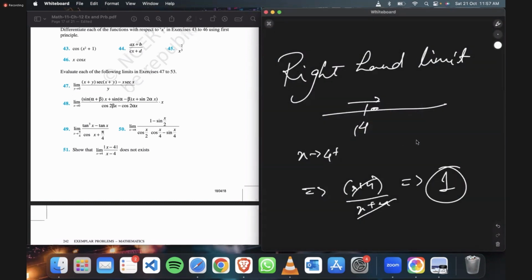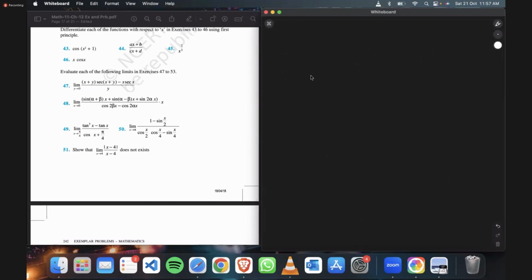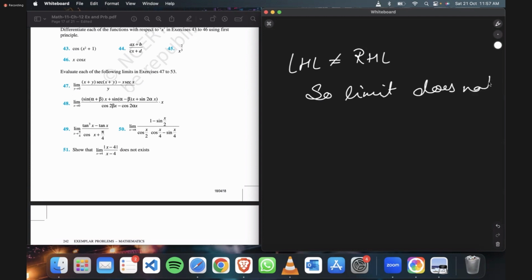So the left hand and the right hand limit are not equal. Left hand limit is unequal to the right hand limit, so the limit does not exist.